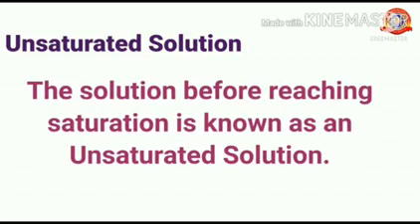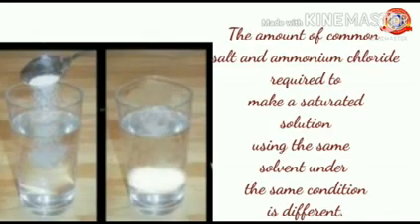And what do you mean by unsaturated solution? The solution before reaching saturation is known as an unsaturated solution. Repeating the experiment again, by adding ammonium chloride gradually to the second beaker and preparing the saturated solution of ammonium chloride, it is clear that the amount of common salt and ammonium chloride required to make a saturated solution using the same solvent under the same condition is different.